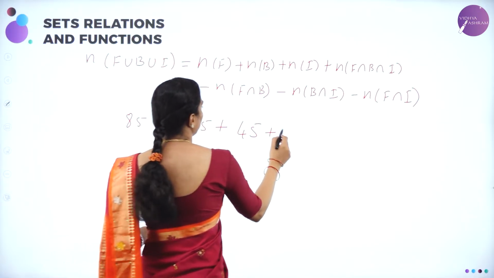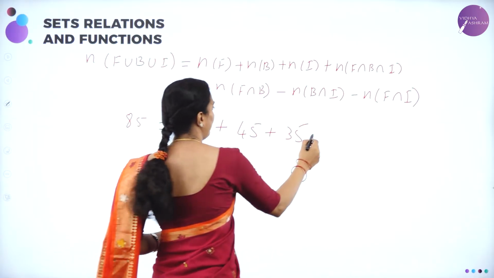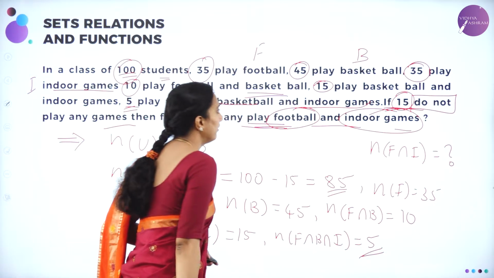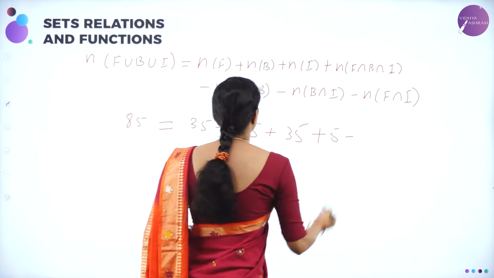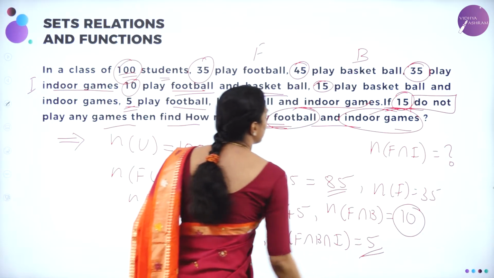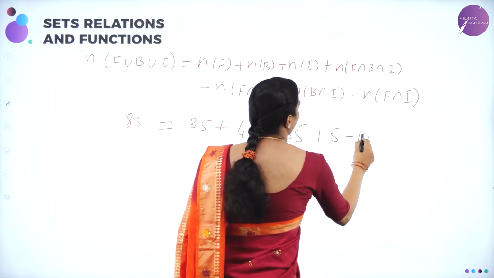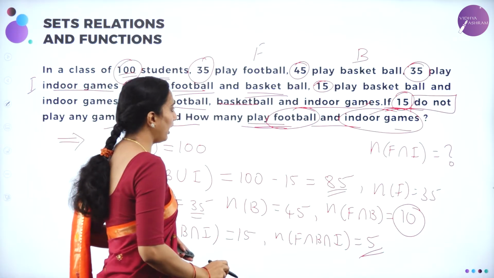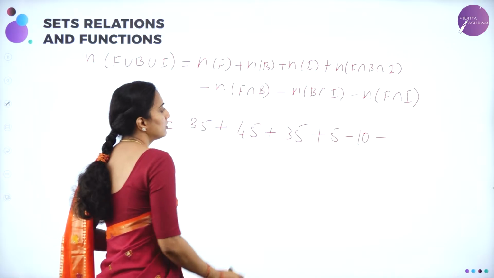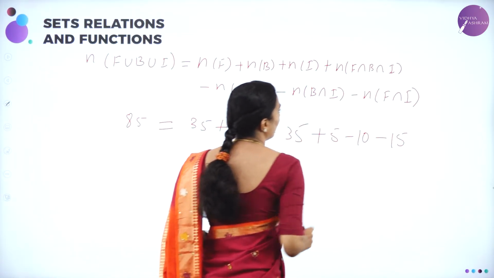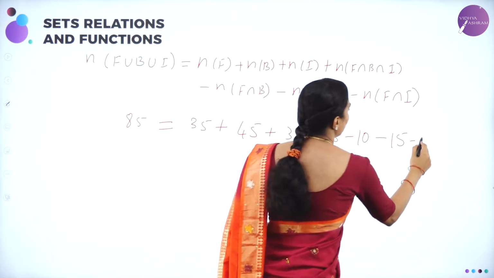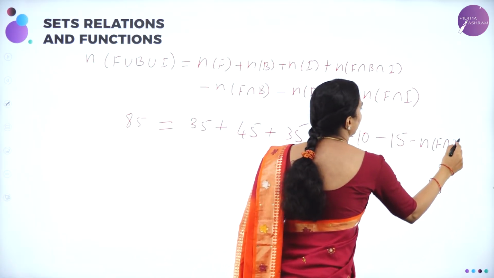N of I is nothing but 35 plus N of F intersection B intersection I is nothing but 5 minus N of F intersection B. What is F intersection B here? N of F intersection B is 10. So minus 10 minus N of B intersection I. N of B intersection I is nothing but 15. So 15. We don't know what is F intersection I. We don't know this, as it is, we are mentioning N of F intersection I. We need to find out that.